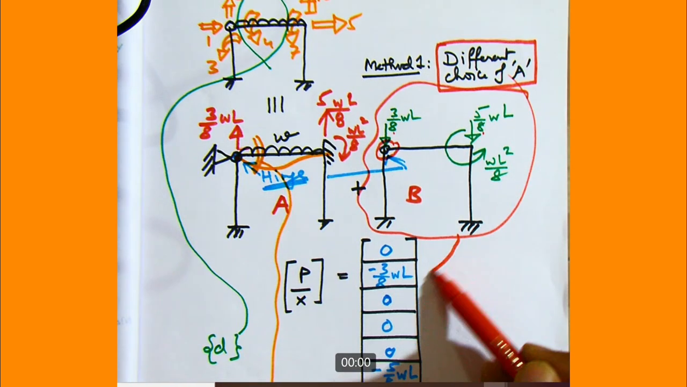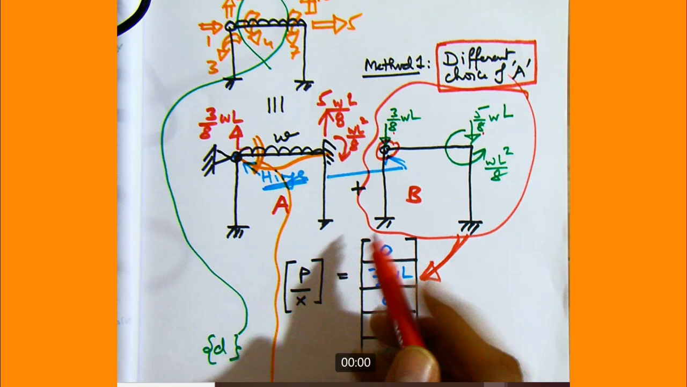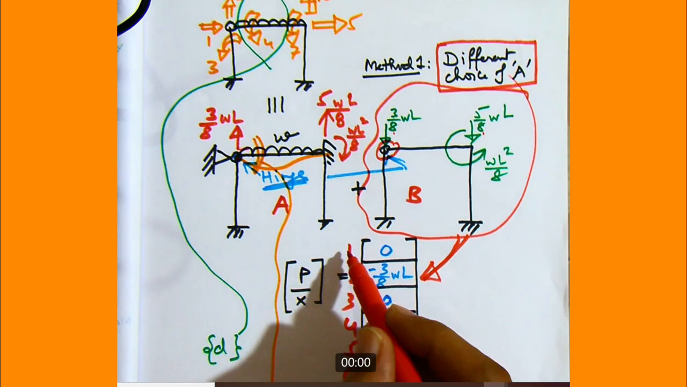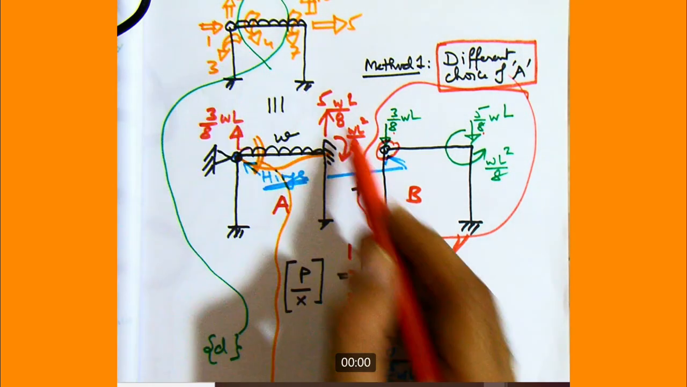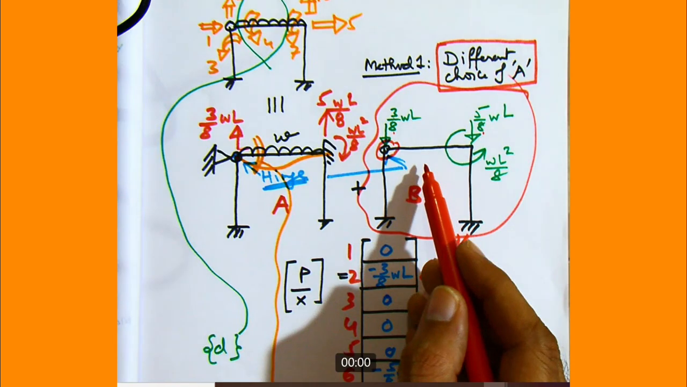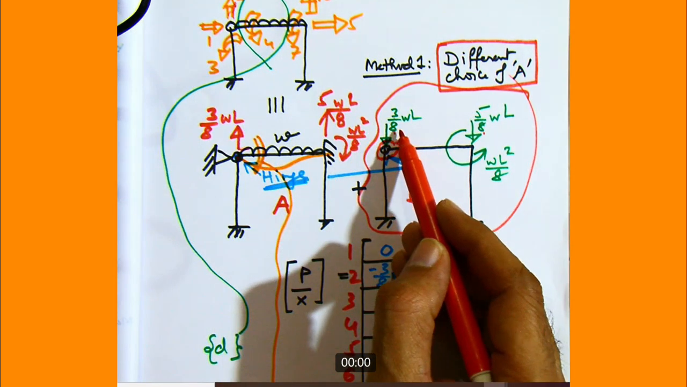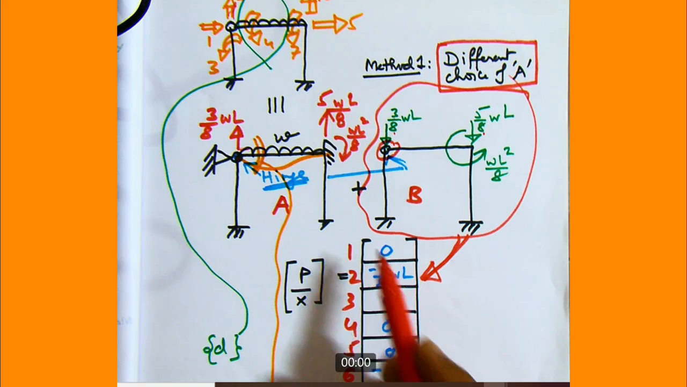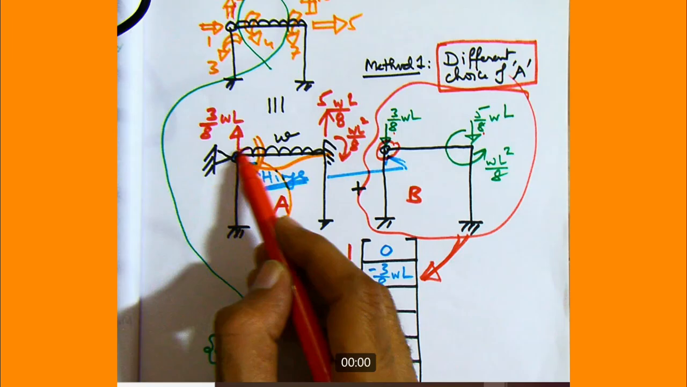Now you see along 1, 2, 3, 4, 5, 6, 7. Along the first degree of freedom, is there any load here? No. Second degree of freedom, vertically up. Is there any load here? Yes, it is this 3 by 8 WL, but it's down. So that's why we have minus 3 by 8 WL. Third degree of freedom, any load? No, 0. Fourth degree of freedom, any load? No, it's also a hinge.